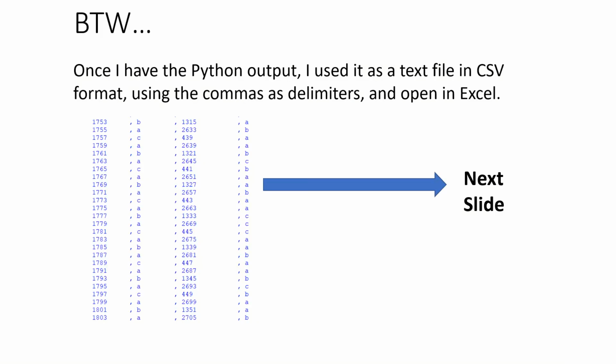Just by the way, if you have Python output with comma separators, you can easily import them into Excel. You just name the text file with a CSV extension, and the comma delimiters will produce the columns in Excel.